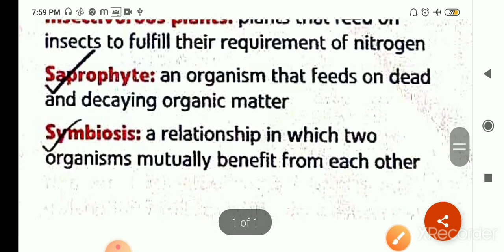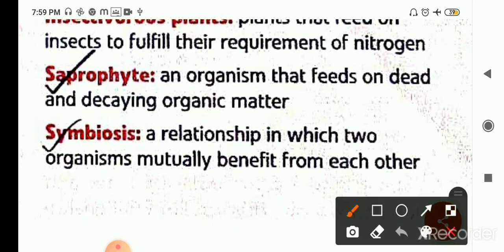Now, the last definition is of symbiosis, a relationship in which two organisms mutually benefit from each other. That type of relationship is called symbiosis, as I have already given you the example of lichens, and you can give another example of the roots of leguminous plants with rhizobium bacteria, right? In the root nodules, rhizobium bacteria live, which is also an example of symbiosis.